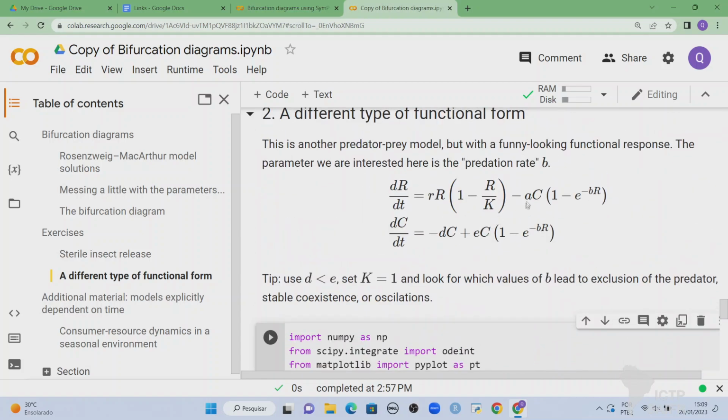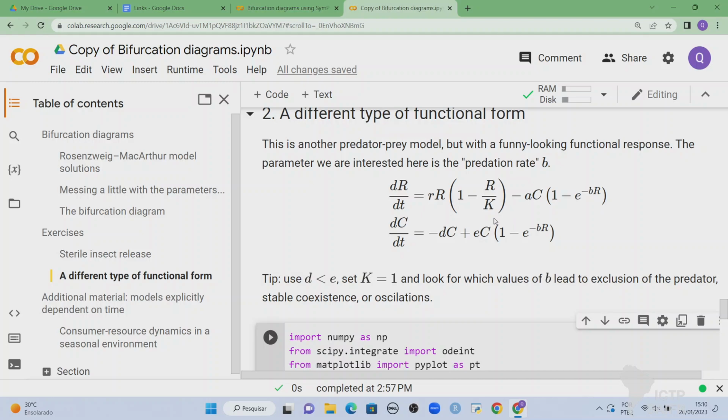A, what is A? This is a hard one. This A here is the amount of prey you are consuming in relation to the predation rate. So I think this is the more tricky one, so let's do this last.